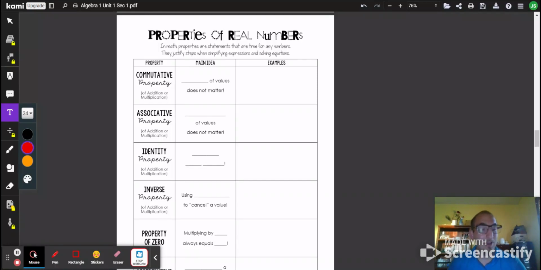Last time we talked about classifying real numbers. This time we're talking about properties. A little lecture. First, we've got the commutative property. Like a lot of these, there are two versions of it: an addition version and a multiplication version. But let's just get into it.